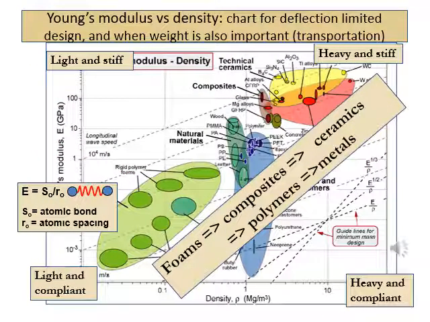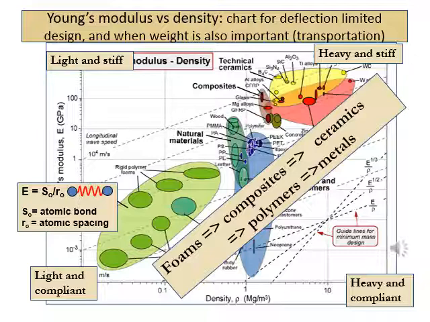This is the Young's modulus vs density chart for deflection limited design, and when weight is also important, such as in transportation. To the upper left is the light and stiff region. Lower left is the light and soft region. Lower right is the heavy and soft region, and lastly, the upper right is the heavy and stiff region.